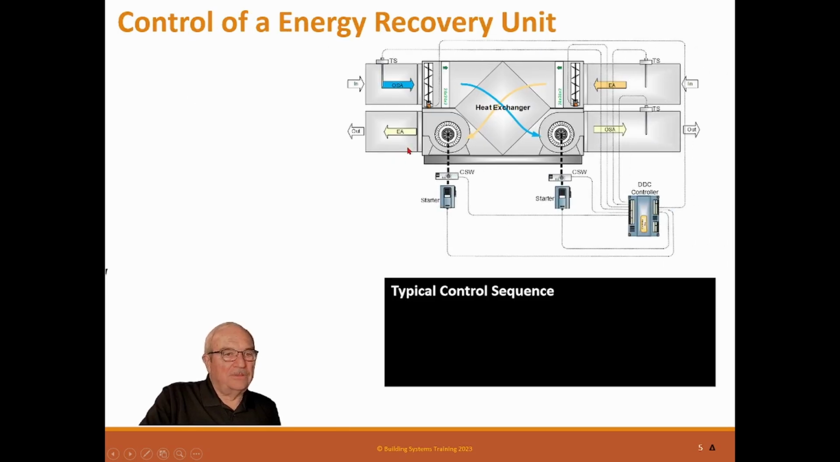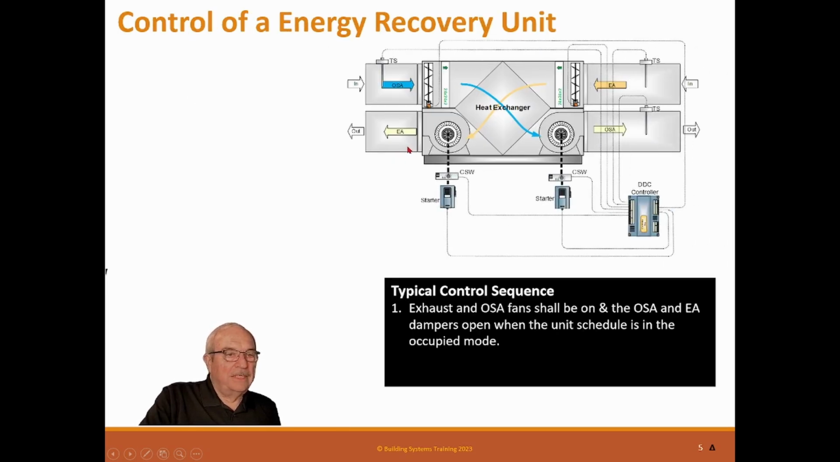All right, so what's a typical sequence? Exhaust and outside air fans shall be on, and the outside air and exhaust air dampers open when the unit is in the occupied mode. Monitor the outside air inlet and outlet temperature, exhaust inlet temperature, and fan status for both fans.